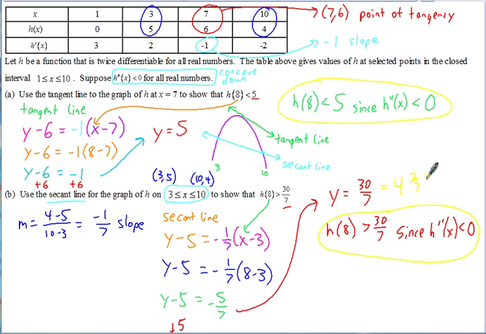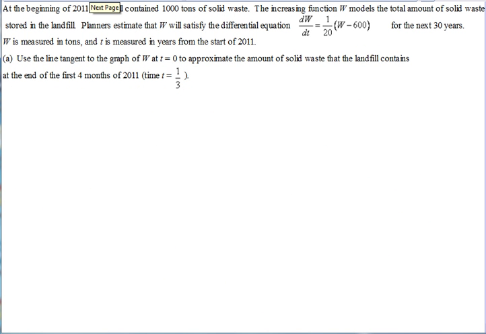All right, let's take a look at an applied problem now. It says at the beginning of 2011, a landfill contained 1,000 tons of solid waste. The increasing function w models the total amount of solid waste stored in the landfill. Planners estimate that w will satisfy the differential equation dw/dt is 1/20th (w minus 600) for the next 30 years. W is measured in tons and t is measured in years from the start of 2011.